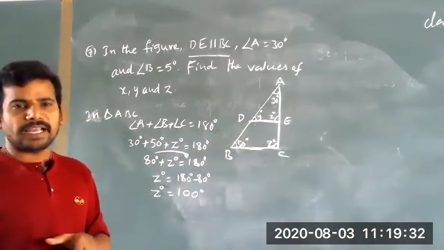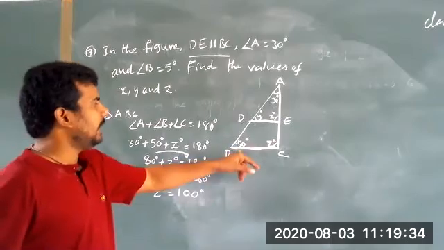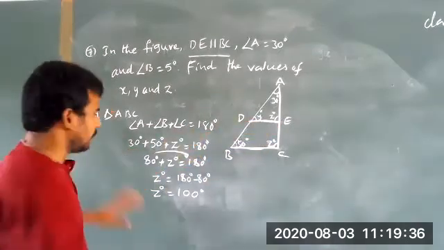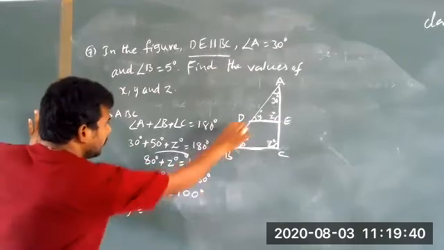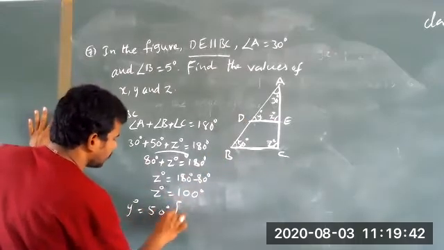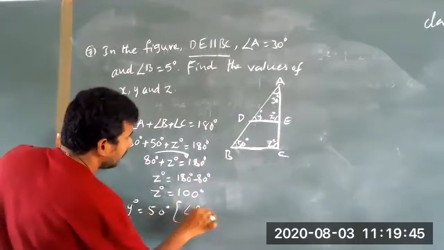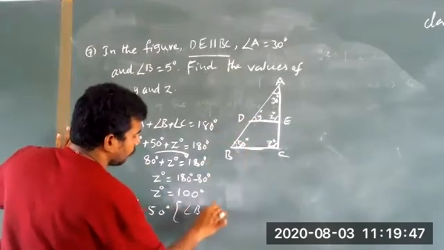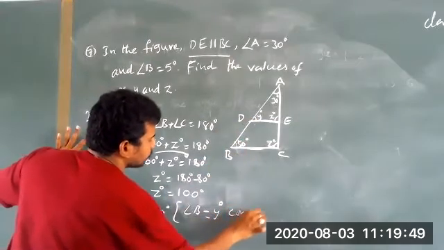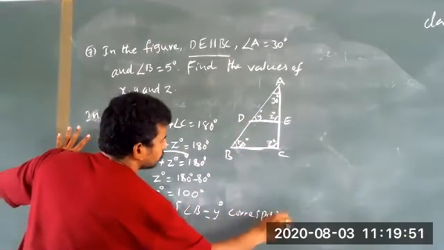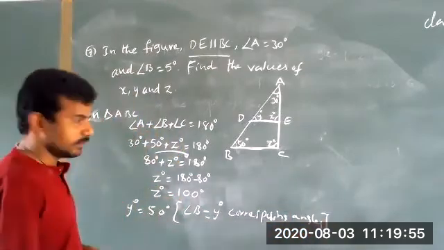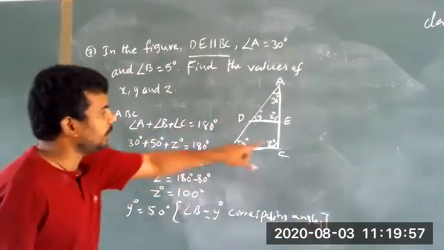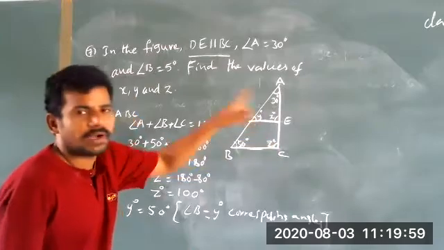Now corresponding angles are equal. So angle B and Y are both equal. Therefore, Y degrees is equal to how much, children? 50 degrees. Why? Because angle B equal to Y, corresponding angles. So Y is equal to how much, children? 50. Now you take these two, which are also corresponding.